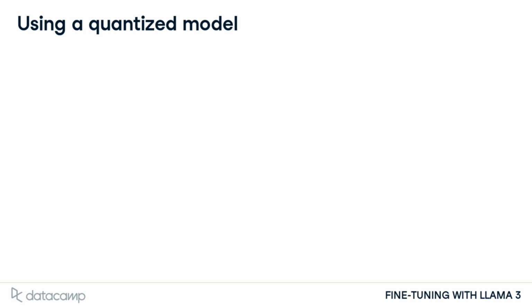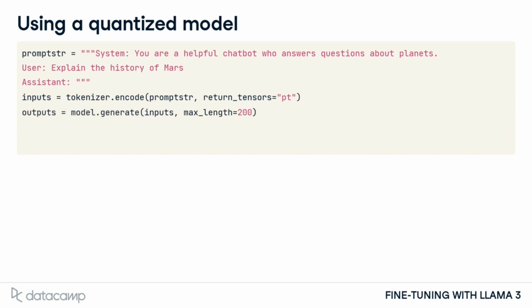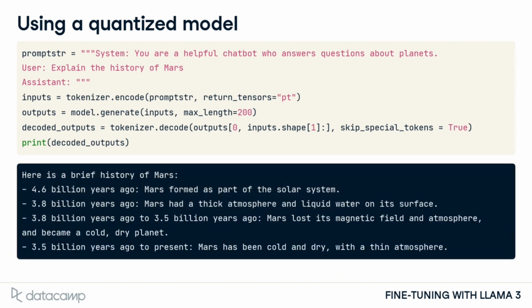We can use a quantized model the same way as a regular model. Using the Llama 3 chat model we just loaded, we can pass it a prompt with the following text asking about the history of Mars. We can tokenize the text with the encode method and pass our prompt. Then, generate output tokens with the model and our tokenized inputs, limiting the number of tokens to 200. We then decode the generated part of the output by only looking at the output tokens after all the input tokens. Then, we print the result. Seems like a reasonable summary about the red planet.